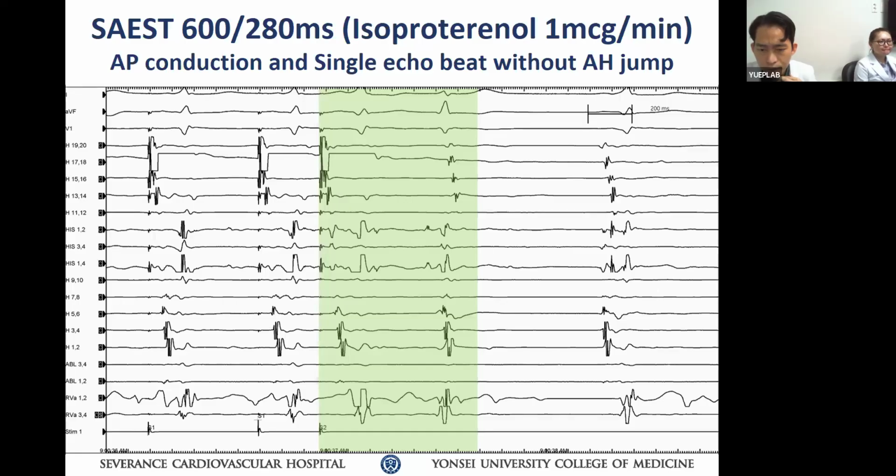I mean lead 12. Look at the QRS morphology. Vector looks like the same, but then only the EGM slightly changed. So the argument was here whether this is long conduction, double A response.